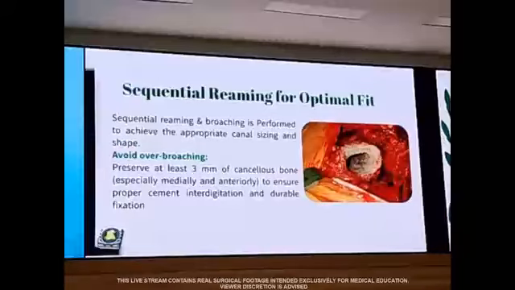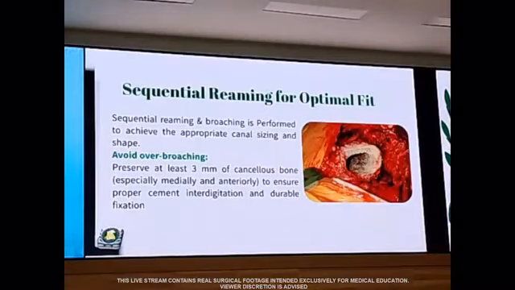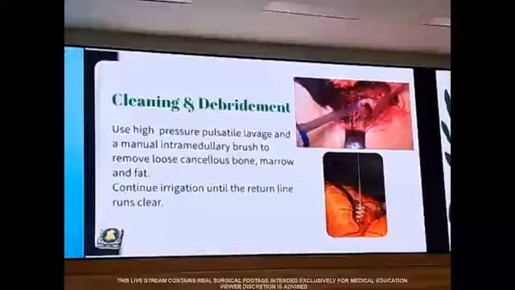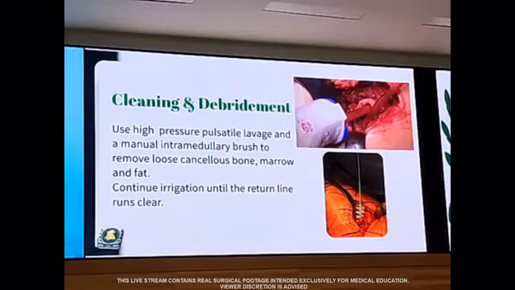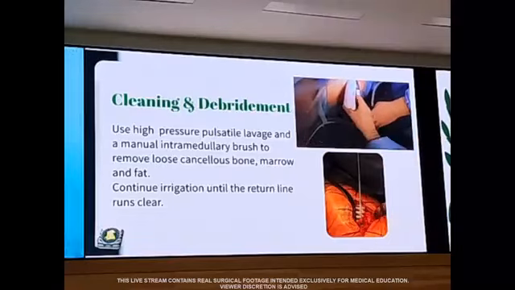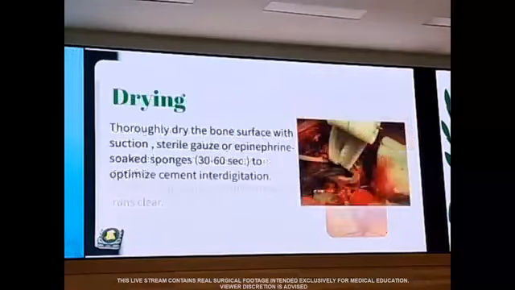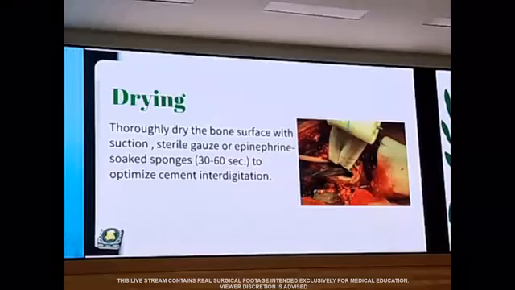Femoral preparation: a sequential reaming approach is preferred to achieve appropriate canal size and shaping. Preserve at least 3 mm of cancellous bone, especially medially and anteriorly, to ensure proper cement interdigitation and durable fixation. Use high pressure pulsatile lavage and a manual intramedullary brush to remove loose cancellous bone, marrow, and fat. Continue irrigation until the effluent runs clear. Thoroughly dry the bone surface with suction, sterile gauze, and an epinephrine-soaked sponge to optimize cement interdigitation.